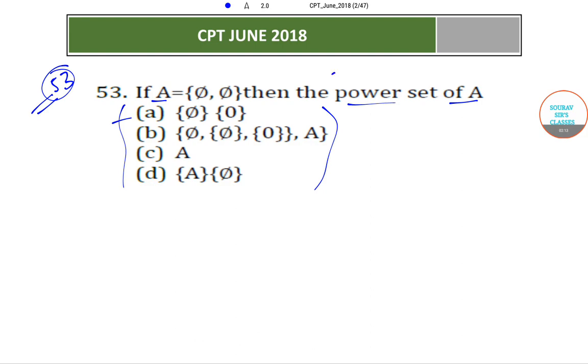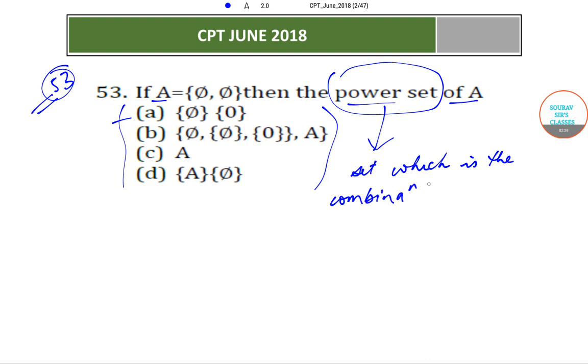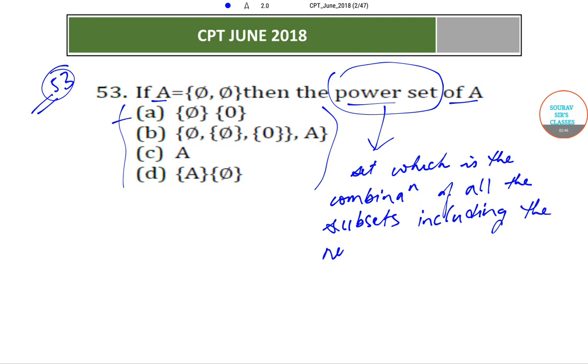Now what do we mean by power set? That is what we need to know. Power set is basically the set which is the combination of all the subsets including the null set. So this is what we know as a power set.